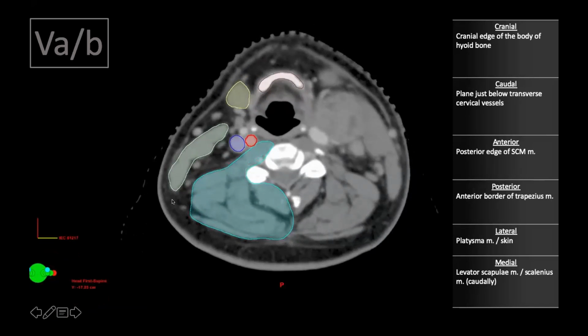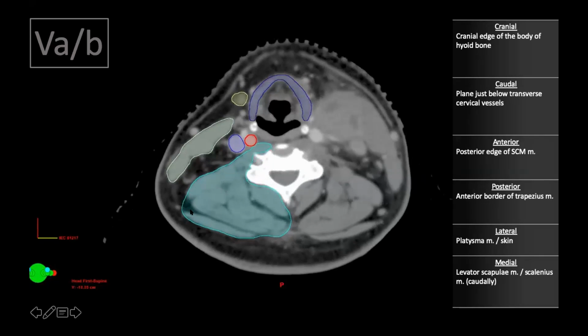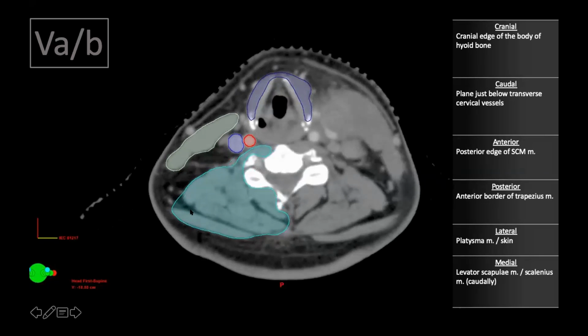So again, over here, in this space, laterally, like I said, by the skin or the platysma, medially by the paravertebral muscles, anteriorly by the posterior border of the sternocleidomastoid, and posteriorly by the trapezius. So again, this space is your level 5.